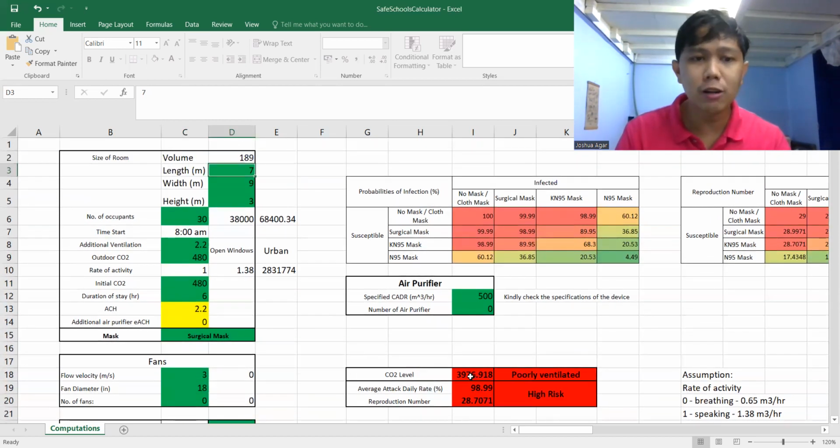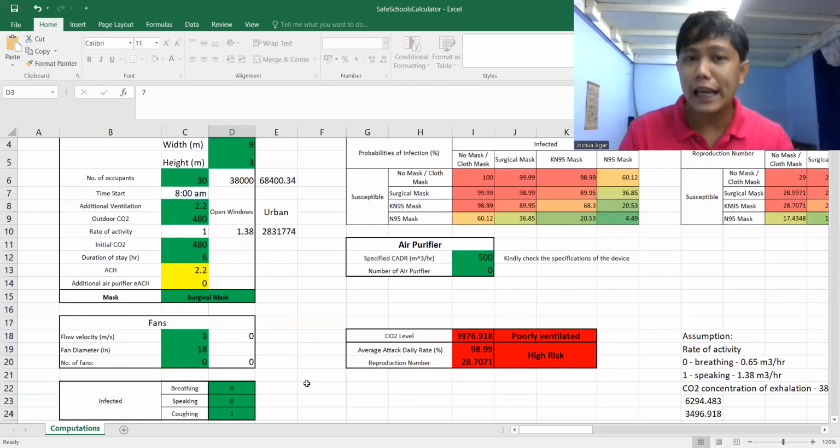It also indicates that over the span of 6 hours, the CO2 levels could accumulate up to 3,976 parts per million. Of course, it's very alarming, and basically it's telling you that you're breathing in someone else's air. So what to do? What are the lists of intervention? So first and foremost is the elimination.